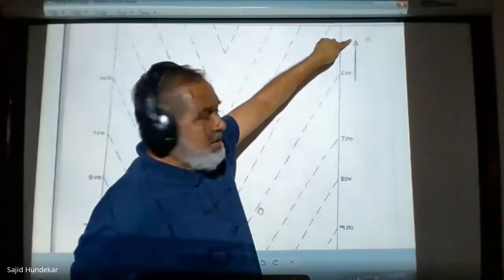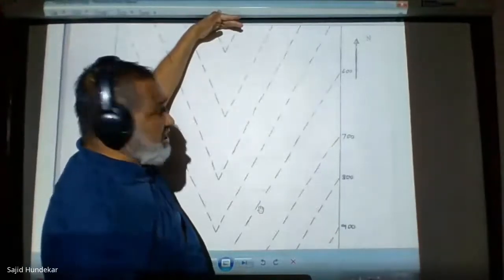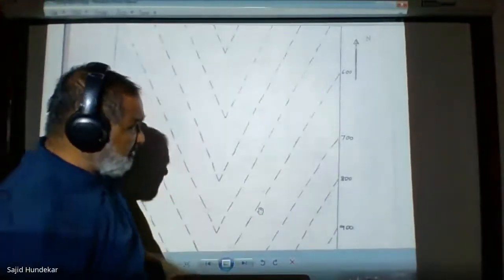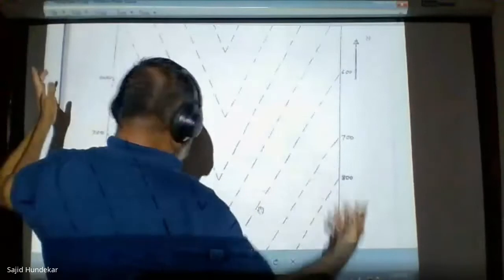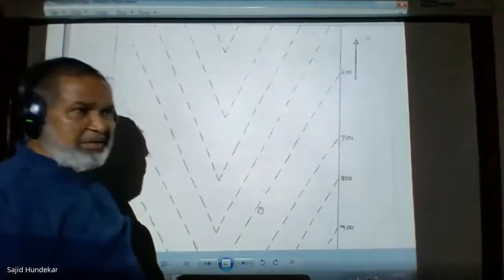Already the north has been given. Always the head is the north. Whatever your map is, the top is always north, the south is at the bottom, here is your east, the right hand, and the left hand will be the west.